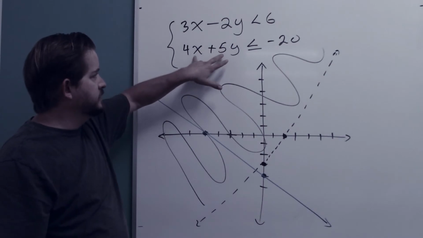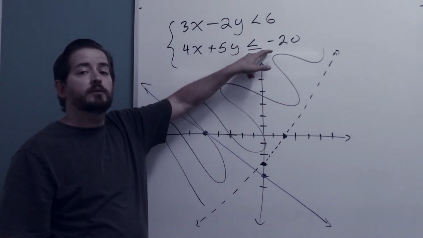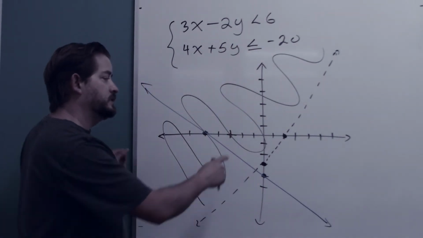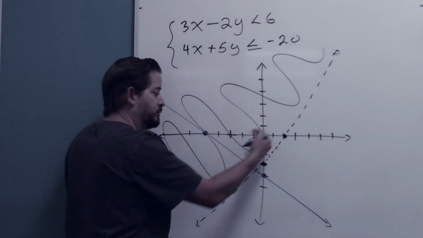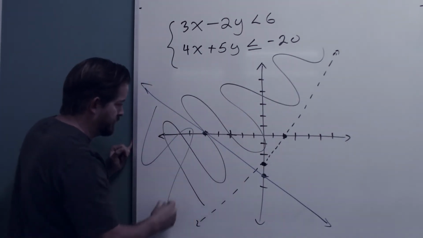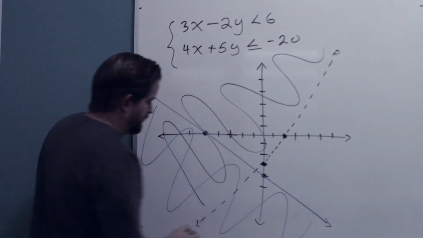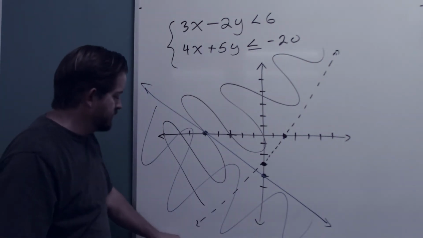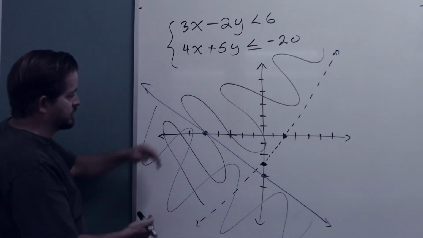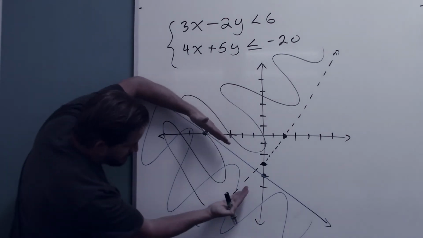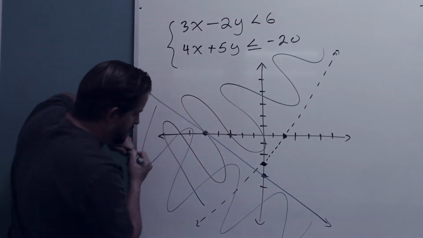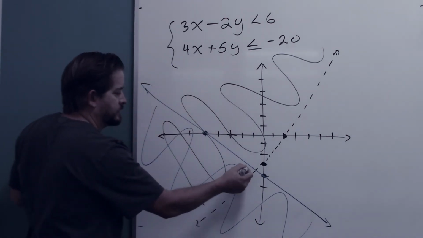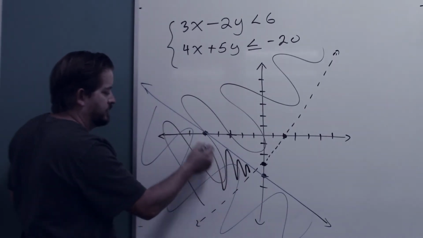Plugging in zeros, I have 0 is less than negative 20, which is false. And so it's not up here above the blue line, but it's down here below it. And then once again, this double shaded region is my solution. That is below this blue line, but above this dotted black line. And so again, it's this triangular region over here.